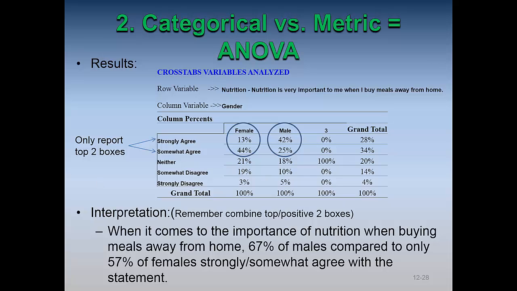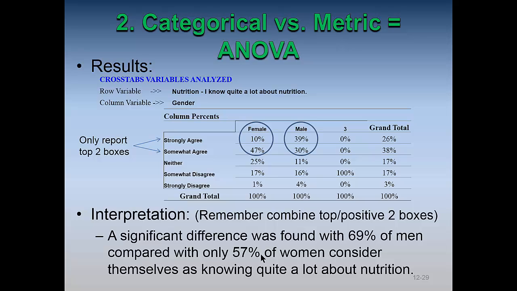So this, again, is the same result that we got. You only report on the top two boxes. In this case, it's strongly and somewhat agree. And the interpretation is, and remember you need to add these, what you would say is when it comes to importance of nutrition when buying meals away from home, 67% of males, compared to only 57% of females, strongly or somewhat agree with the statement that nutrition is very important to me when I buy meals away from home.